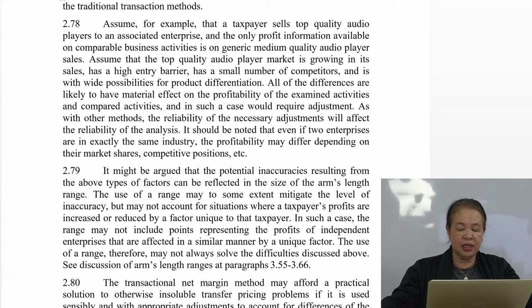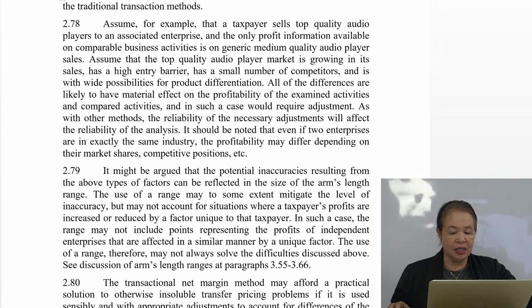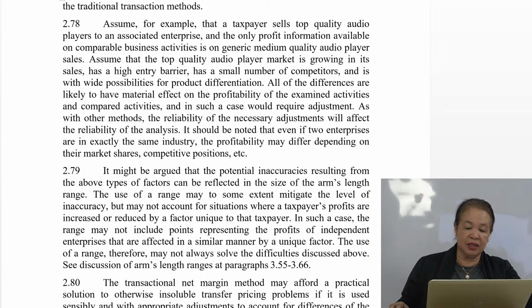It should be noted that even if two enterprises are in exactly the same industry, the profitability may differ depending on their market shares, competitive positions, and others. So the differentiation is more specific for the transactional net margin.